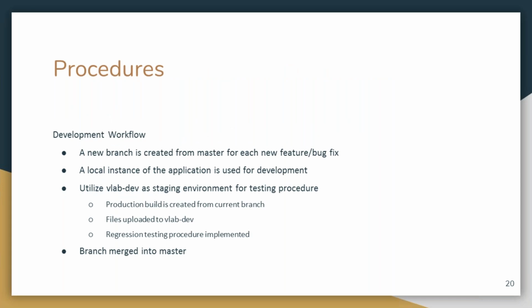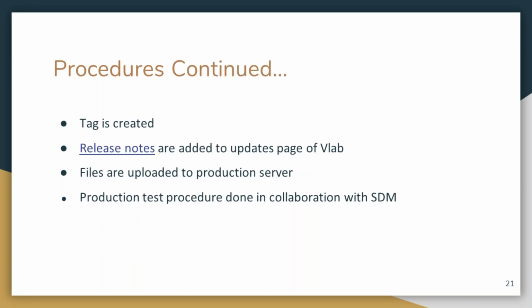Development workflow. Oh, this is boring. We create a branch, we test it locally, we use VLab Dev to test it out. We give it to Eric, he tries to break it, he can't break it, and then we merge it onto the master, and then we deploy it. Next chart. Well, I'm sorry, we create a tag, then we write release notes, we upload to the production server, we call the SDM, and we call Ken or Jason, we make sure we didn't break anything, and then we rock one. And again, that can happen asynchronously with anything big happening to the VLab because it's just user content.